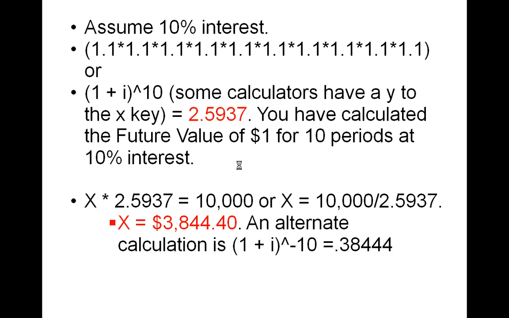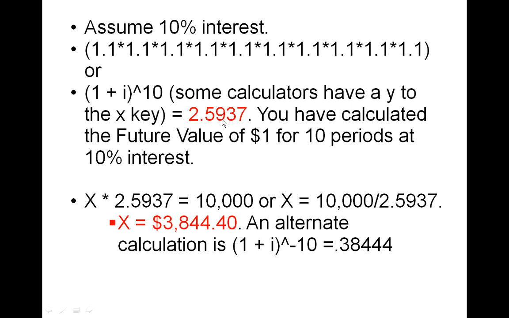In order to calculate future value, we could take 1 plus the interest rate, which is 1.10, and multiply that 10 times, and that would give us 2.5937. If you have a future value table, try and find that number. It's 10 periods at 10% interest. That's $1 is worth $2.59, 10 years in the future.